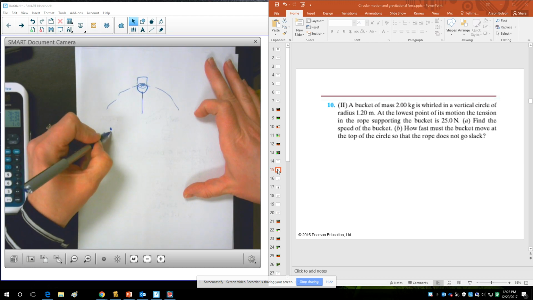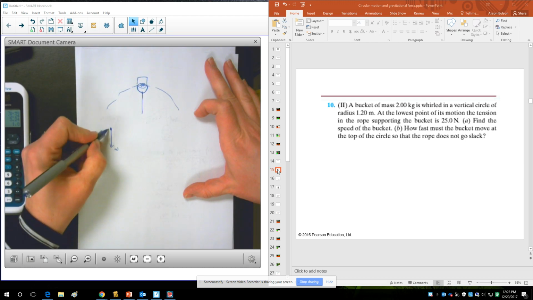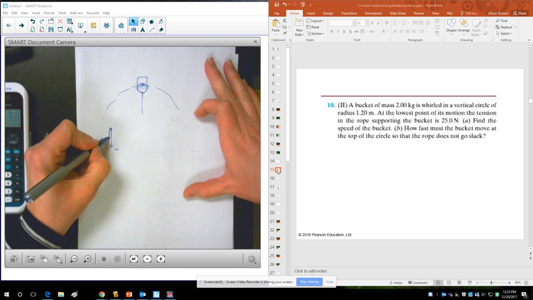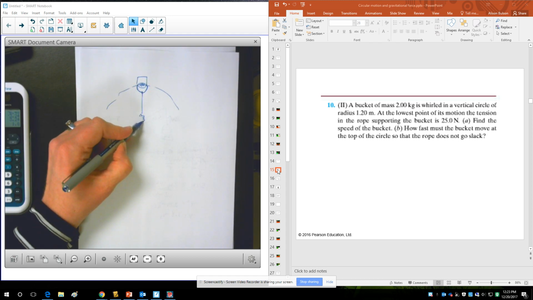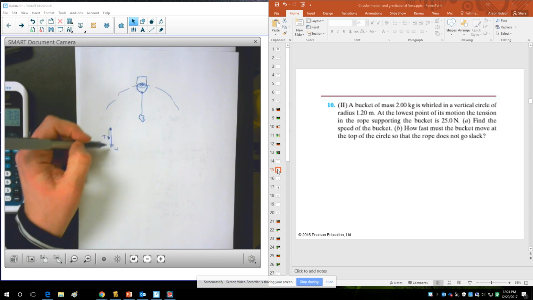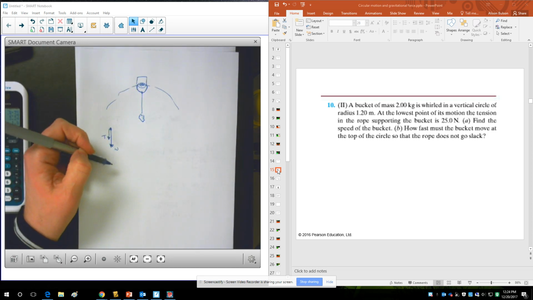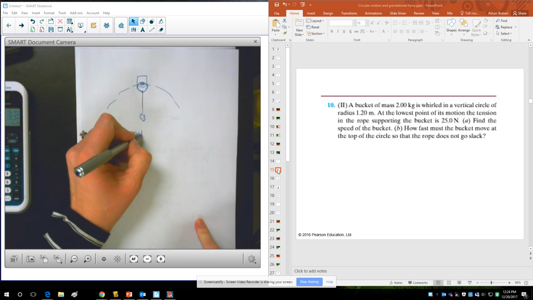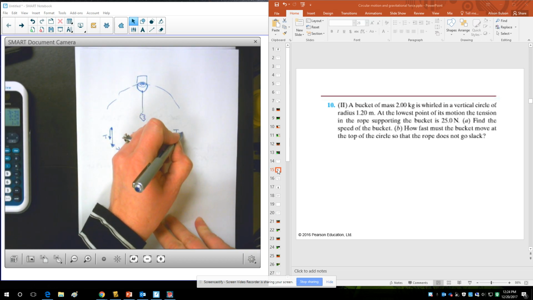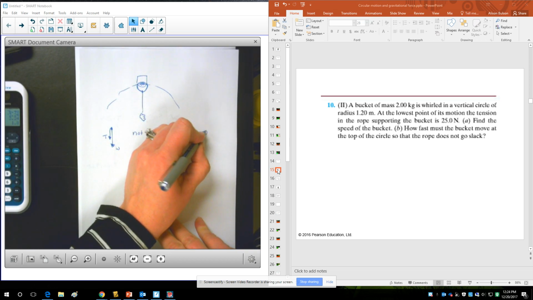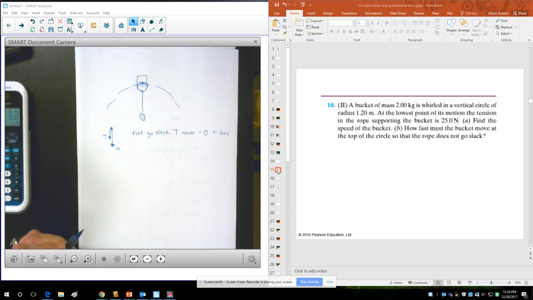So now at the top of its path, there's still weight pulling down, and tension is now pulling in the same direction as weight. If you're hanging onto the string down here, then you're exerting a force on that string in the downward direction, and this direction of tension has switched. So how fast must the bucket move at the top of the circle so that the rope does not go slack? So our condition that the rope does not go slack is to say that the tension never equals 0 or less. Right? If the rope goes slack, tension in the rope no longer exists.